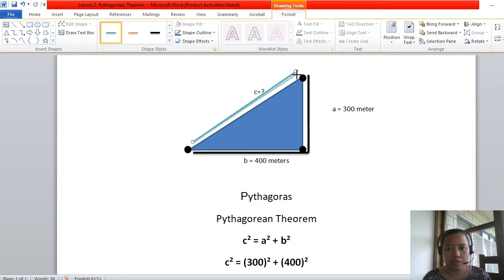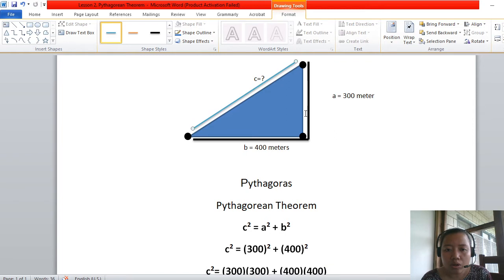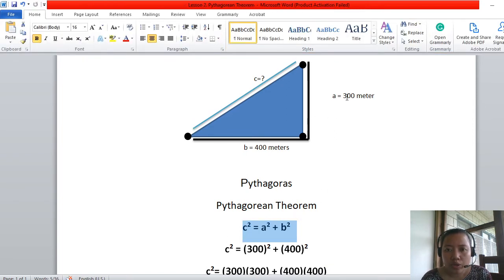Okay. So we are already here in our formula. We are going to substitute the value of the A, which is 300, this one, and the value of the B, which is 400, this one.